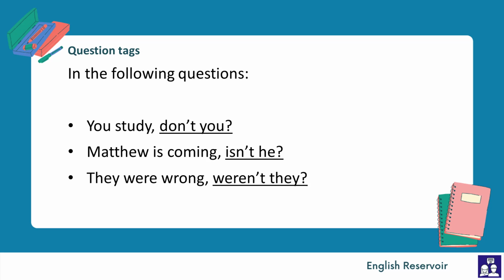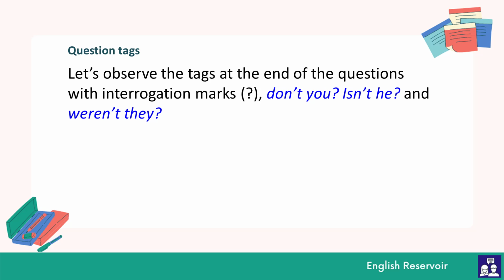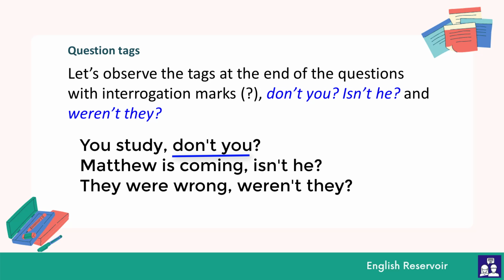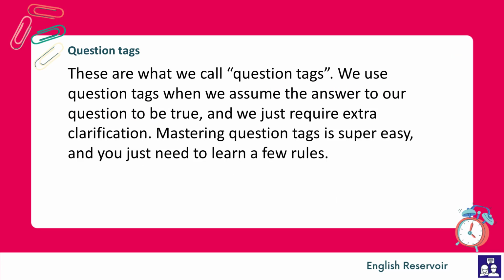In the following questions, you study, don't you? Matthew is coming, isn't he? They were wrong, weren't they? Let's observe the tags at the end of the questions with interrogation marks: don't you? Isn't he? And weren't they? These are what we call question tags.